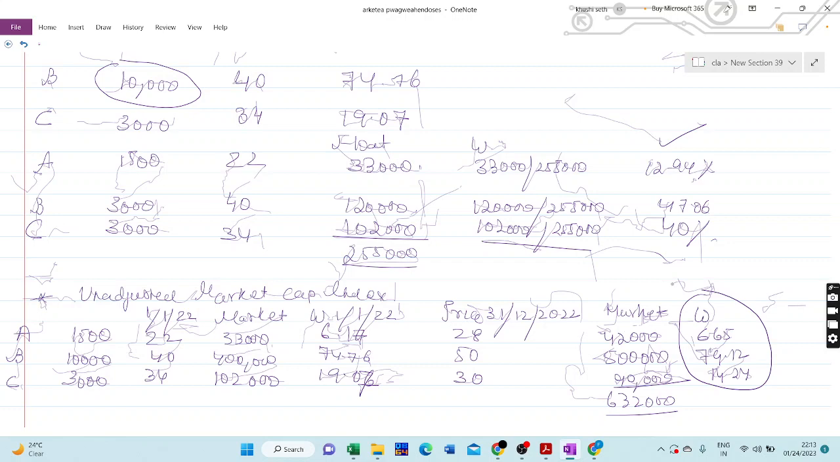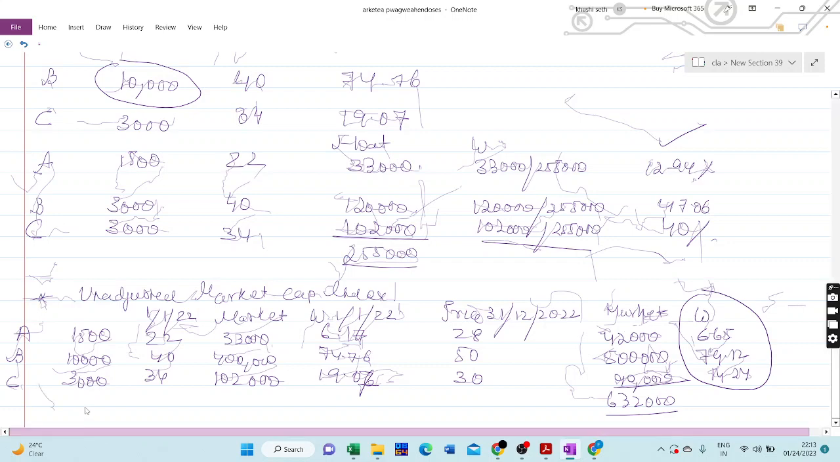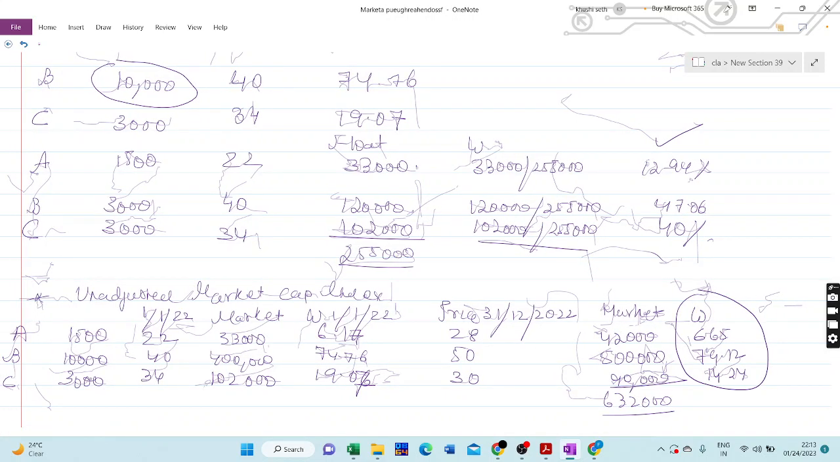So, see guys, now please remember that these weights would be used for calculating the return for the next period. Okay? These weights would be used for calculating for the next period, which is basically from 1st Jan 23 to 31st December 23. So these weights would be used to calculate the return for this period.